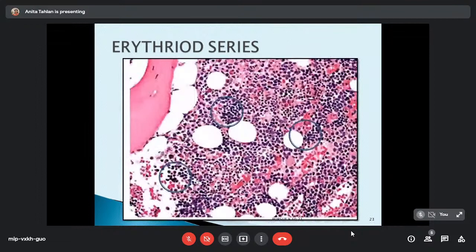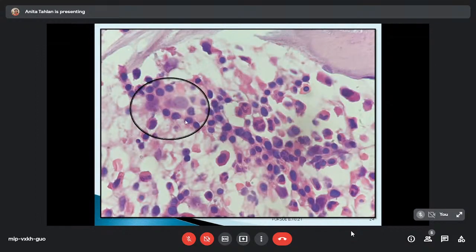Morphologically, as I said, they are present in the intratrabecular or interstitial region, and they can be identified on an H&E section by these darkly staining cells, which are called ink dot nuclei, and a large cell. Then we have intermediate and late erythroblasts, which later give rise to an anucleated RBC.